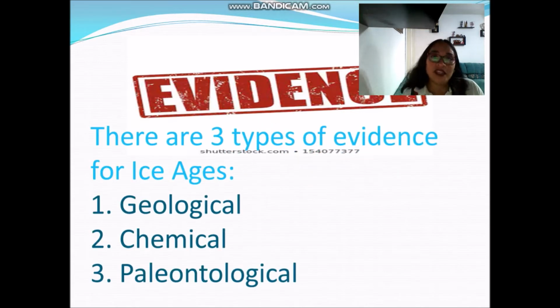Okay, according to the scientists, there are 3 types of evidence for ice ages. 1 is the geological, 2 is the chemical, and 3 is the paleontological. Let's see what each of them is like.